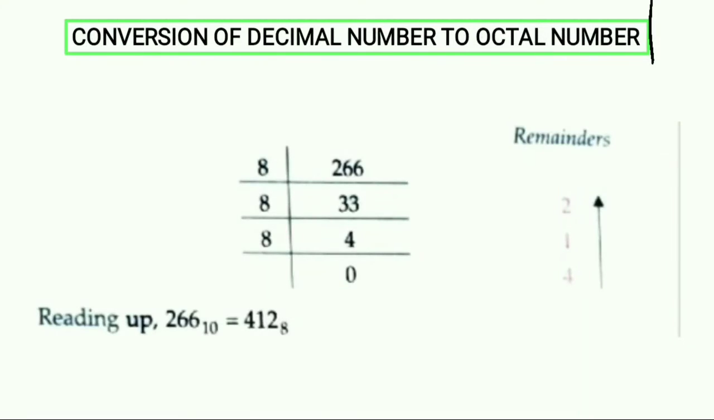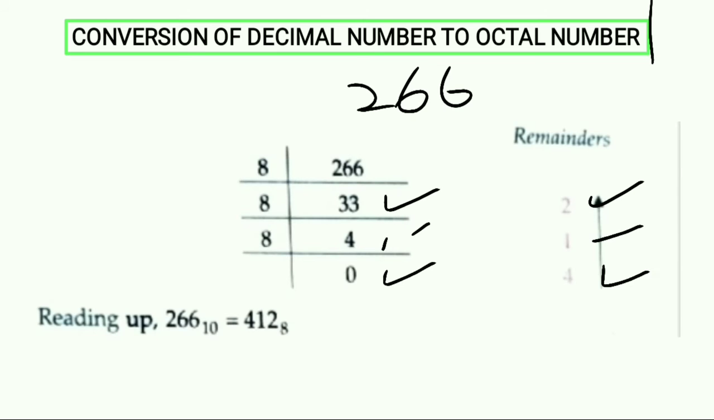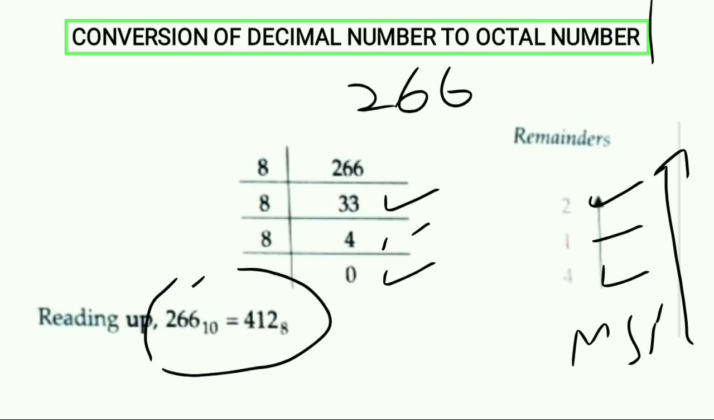Now we will be converting a decimal number to an octal number. The process is the same, but we have to divide the number 266 by 8. When we divide 266 by 8, we get remainder 2 and quotient 33. When we divide 33 by 8, we get quotient 4 and remainder 1. At last we divide 4 again by 8, so we get quotient 0 and remainder 4. Similarly to what we did in binary, we take this reading from bottom to top. So now the number 266 in decimal is equal to the number 412 in octal.